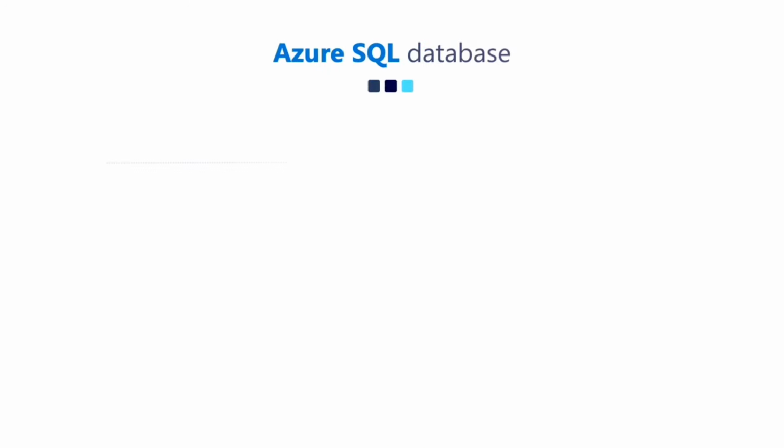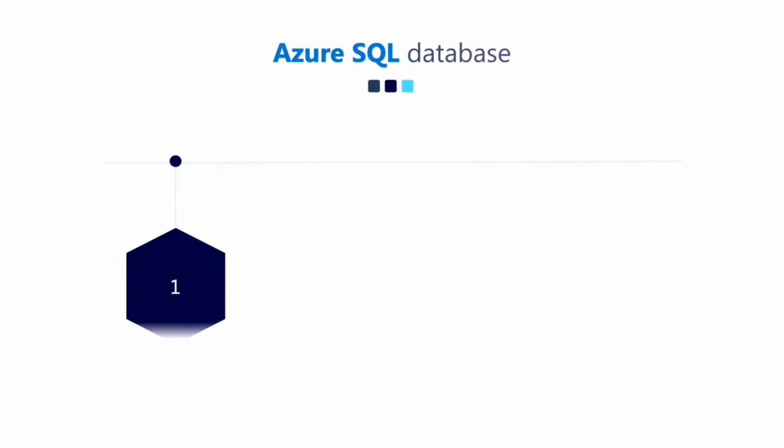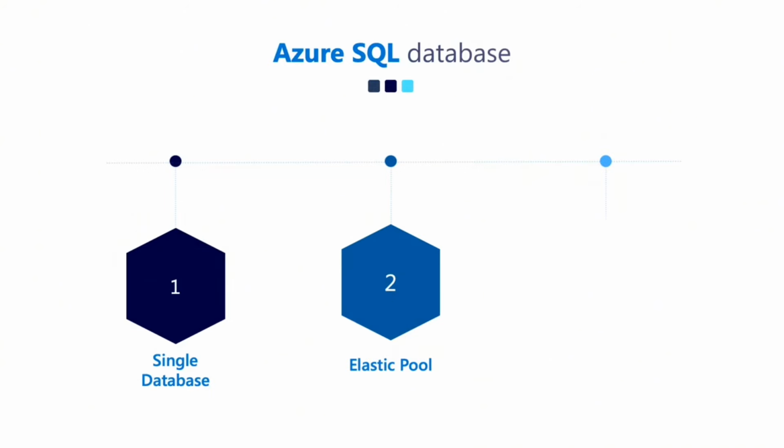Azure SQL Database is available with several options: single database, elastic pool, and managed instance. The following sections describe single database and elastic pool. Managed instance is the subject of the next lesson. Let's start with single database.